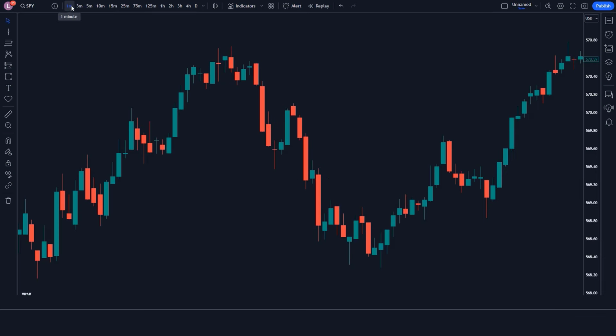We open the SPY 1-minute chart. This strategy works well on the 1-minute time frame, as this strategy is unique as no one has ever told you about it before. Let us know and understand the trading setup.